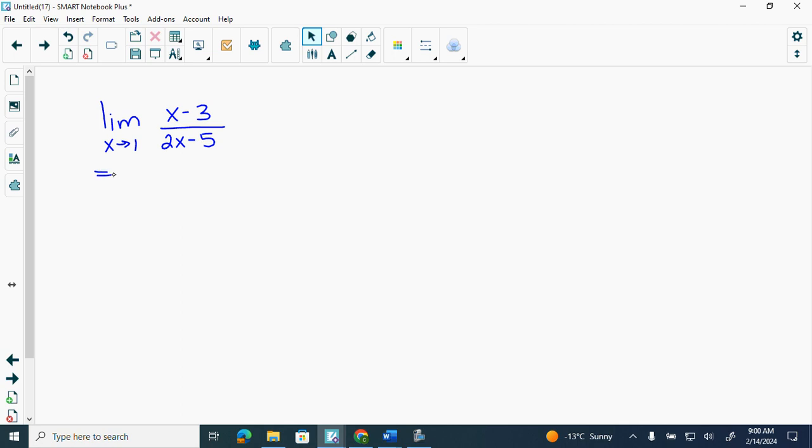So I would get 1 minus 3 over 2 times 1 minus 5, which gets me -2 over -3, which is 2/3. The fact that I can direct substitute tells me the graph's continuous there, because the limits will be the same from both sides, and the value is that because you direct substituted. So the moment you can direct substitute, it's continuous at that spot. And it's just a coordinate.